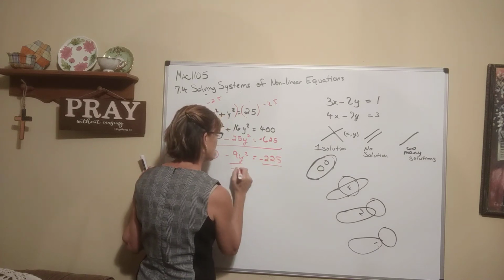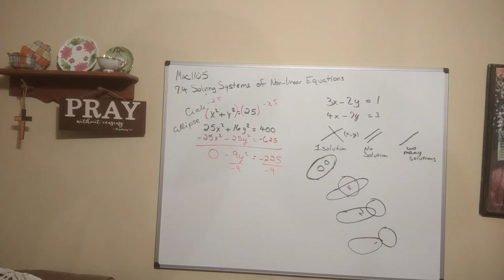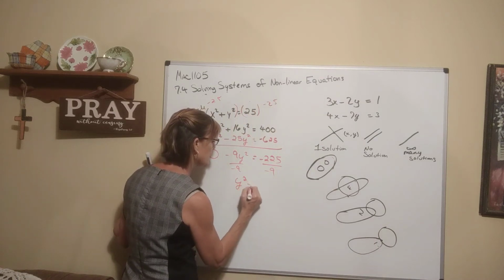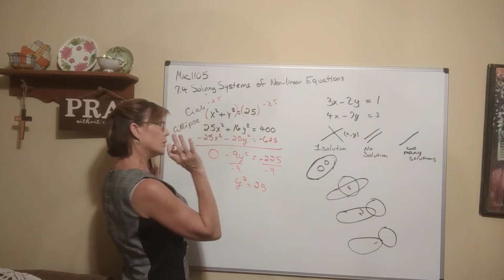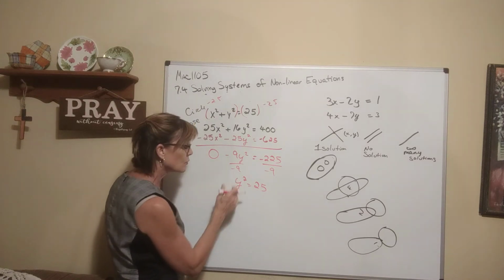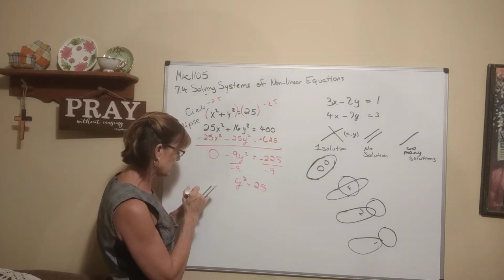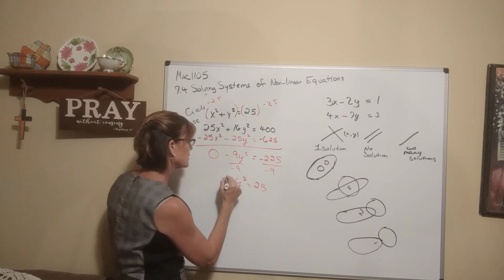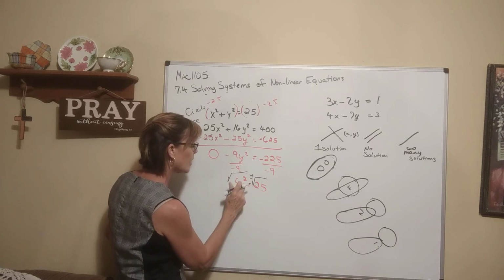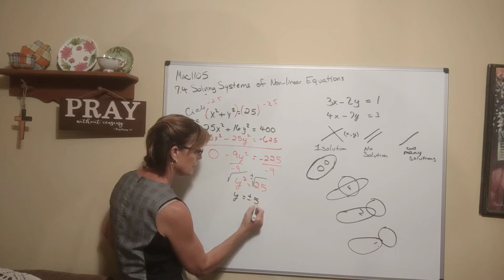Now we'll divide both sides by negative 9, just to make sure I'm dividing right. So when we divide both sides by negative 9, we get y squared is 25. Okay, when you have a situation like this, y squared is 25, we can solve this quadratic equation by taking the square root of both sides. So the square root of y squared is just y, is equal to plus or minus the square root of 25, plus or minus 5.